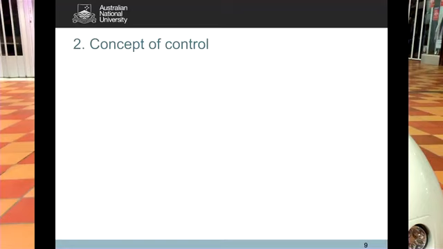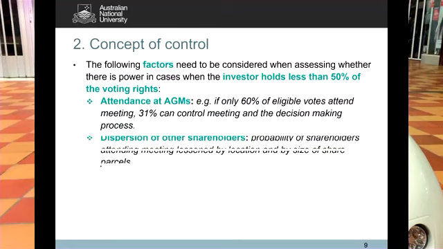Okay, so even if you have less than 40%, less than 50%, you may also have the control, depending on the other factors. So the other factors need to be considered when assessing whether there is power in cases when the investor holds less than 50%. So what could be the other factors that give you the rights, when you still have voting rights less than 50%? For example, attendance at the AGM.